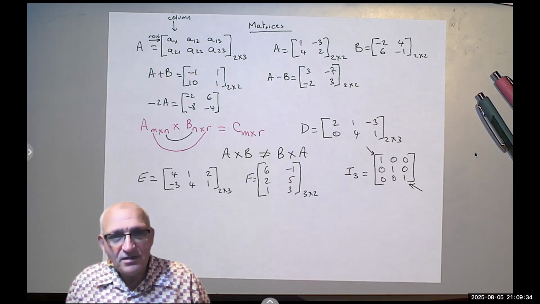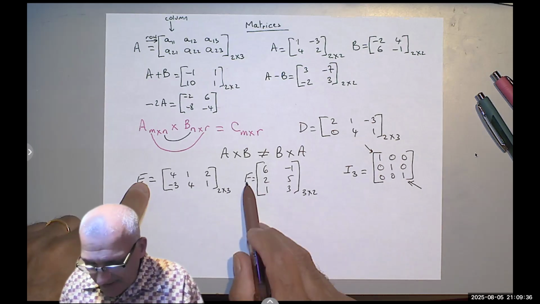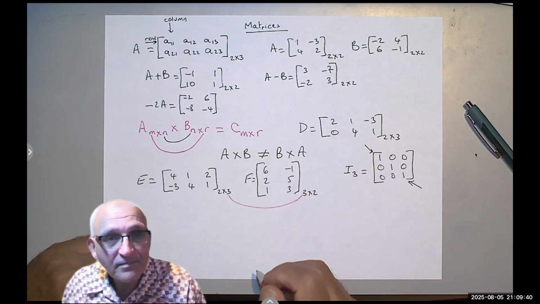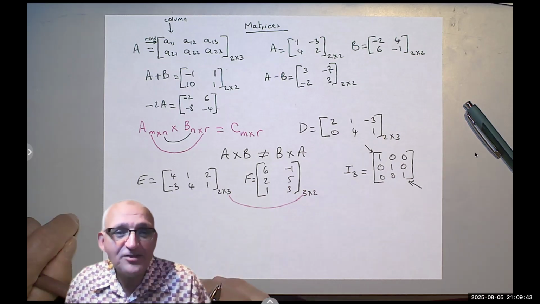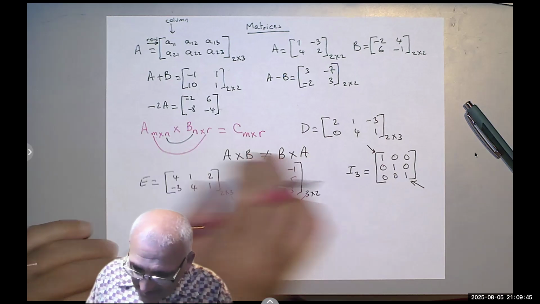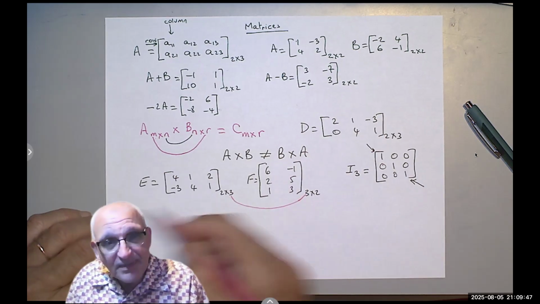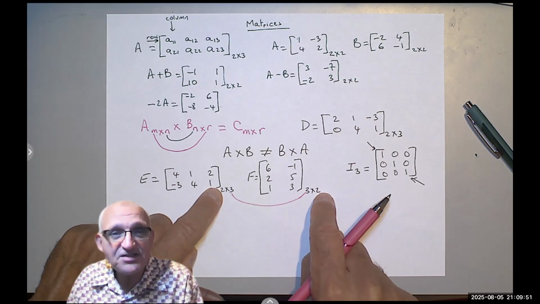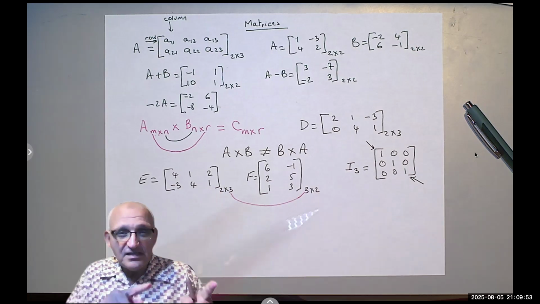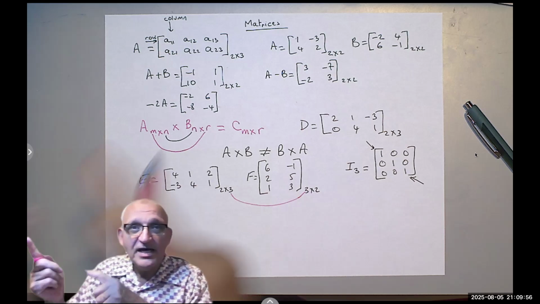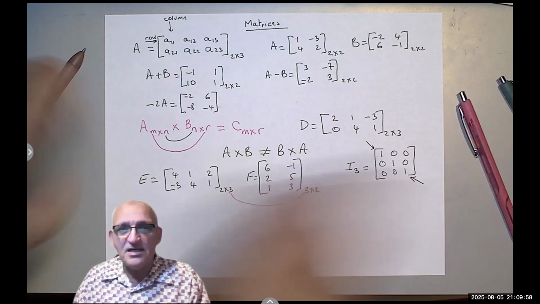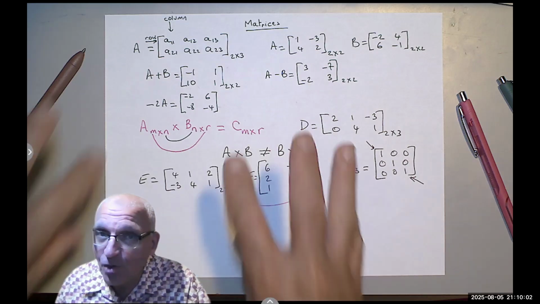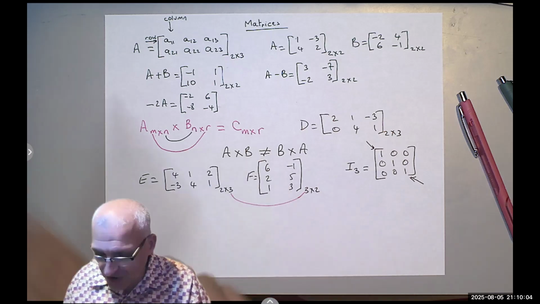You'd say, oh, here I can multiply E by F because the inner numbers match, and the resulting matrix would be a 2 by 2. Or I can place the F first. I can multiply F by E because the 2 and the 2 match, and the resulting matrix would be 3 by 3. So E times F is 2 by 2. F times E is 3 by 3. That's a proof that they are not equal, right? Even though the operation is valid, it's not equal.